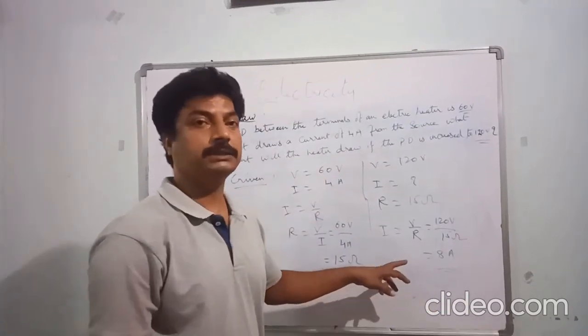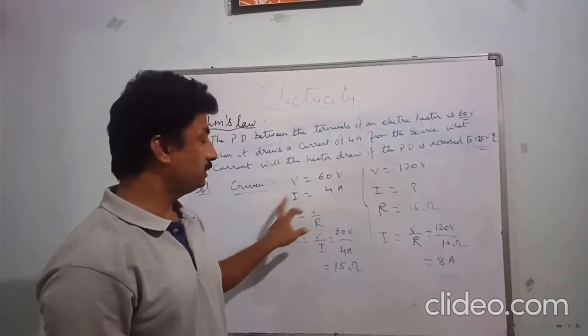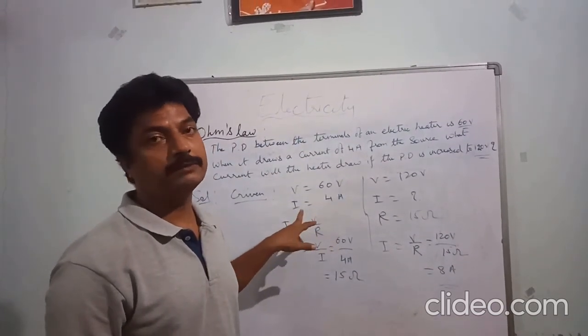This is the answer. This is how you have to do, children. Among these three entities, two will be given and one more will be asked.